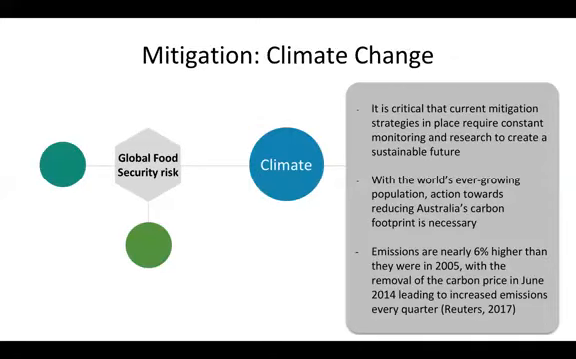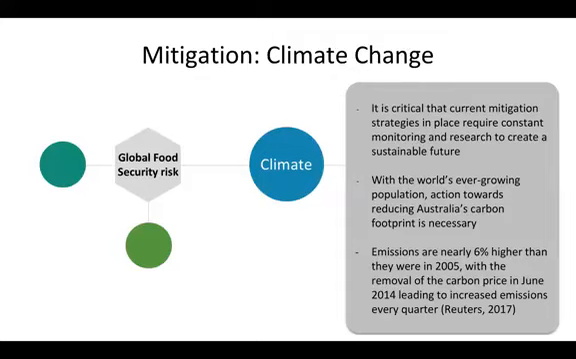One of the greatest challenges in today's society is to provide for increasing human nutritional needs whilst coping with toughening resource constraints and the rapid transformation of the Earth's natural systems resulting from climate change. In order to keep up with the world's ever-growing population, action towards reducing Australia's carbon footprint is necessary.